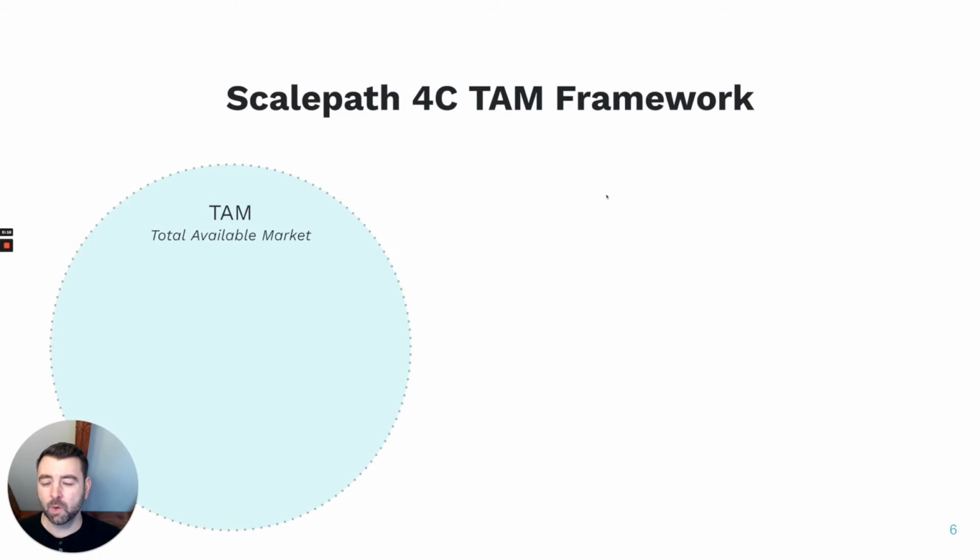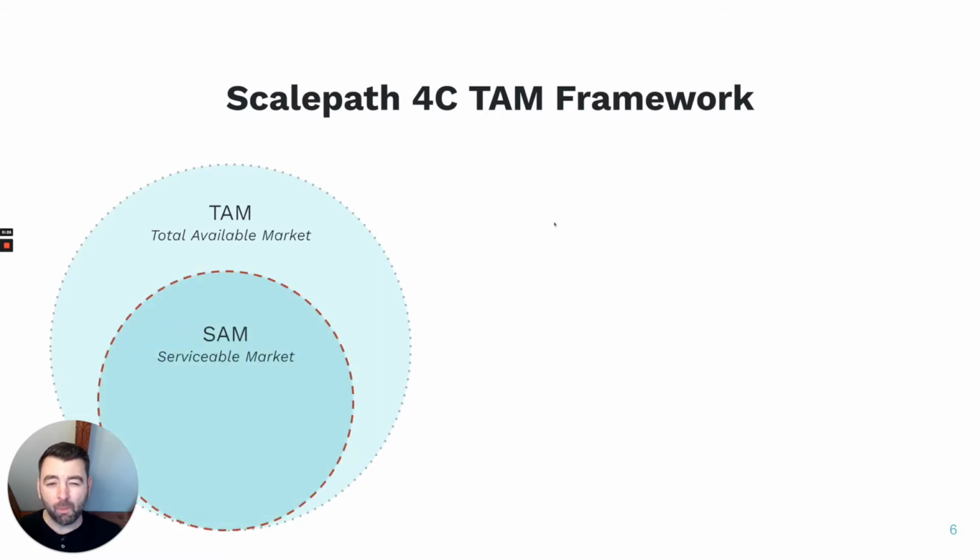Your TAM, your total available market, how many people are out there that have the problem that you solve? Next, you would have your serviceable market, your SAM. What portion of the market can you actually service today? And finally, you have your SOM, the obtainable market, the market they're actually going after.